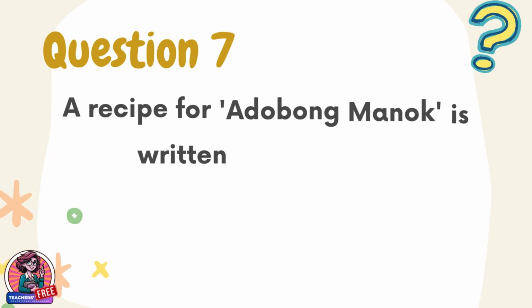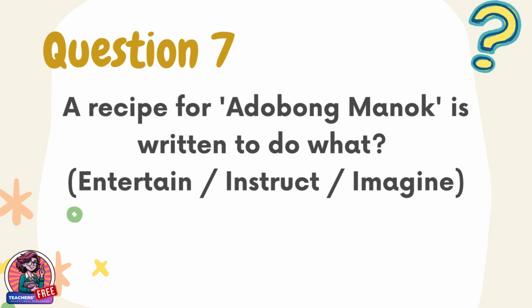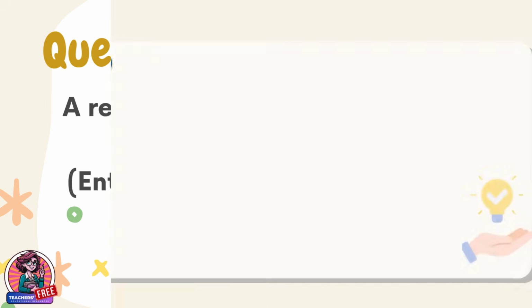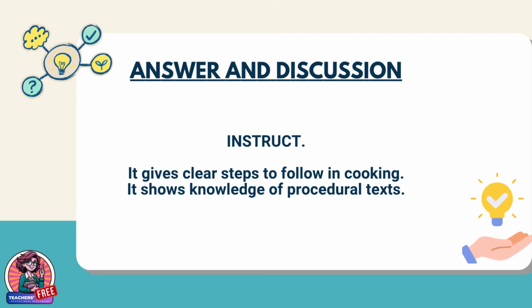Question 7. A recipe for a dubong manok is written to do what? Entertain, instruct, imagine. Answer: instruct. It gives clear steps to follow in cooking. It shows knowledge of procedural texts.